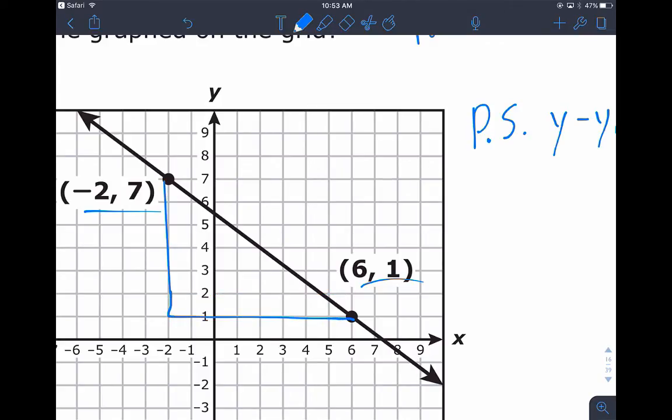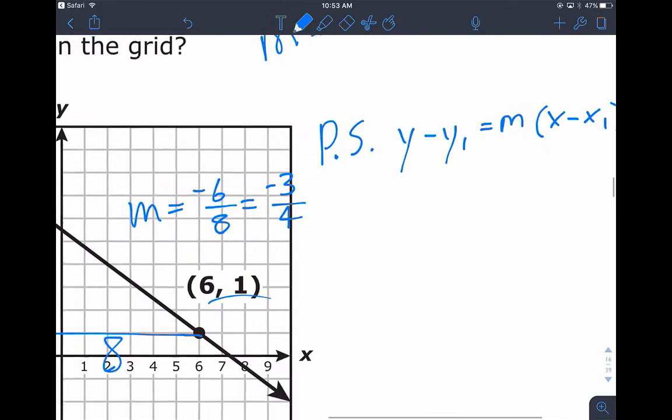Okay, so let's see here. It's going down. It looks like 6 units. So I'm going to put a -6 because I need a negative slope. And then you're going from -2 to 6, so I think that goes over 8. So we're going to say m equals -6 over 8. That does reduce. That's going to be -3/4 right there.